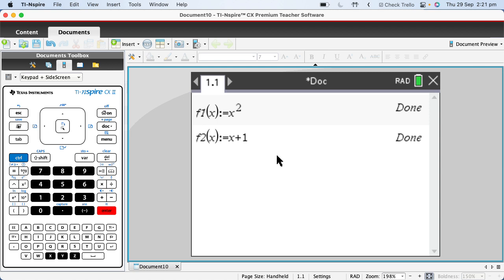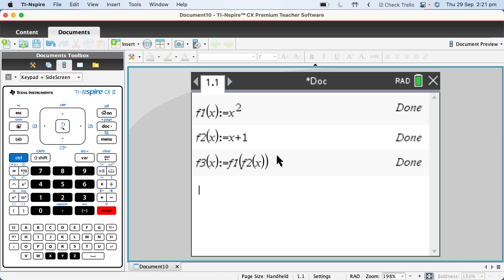What the GDC will not tell you is that it will not show you at any point it's x plus 1 all squared. But what you can do is say, for example, f3 of x is equal to f1 of f2 of x. So you can put it in composite notation like that, and it will be quite happy with that.